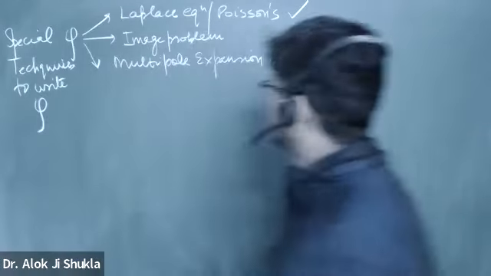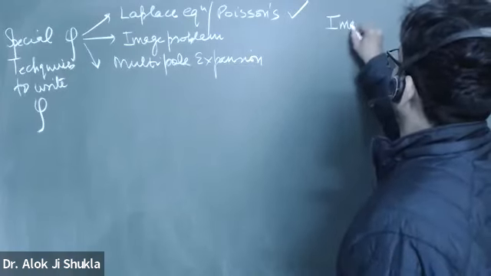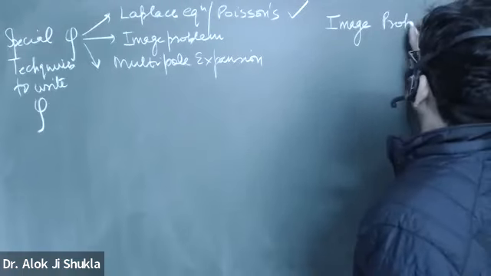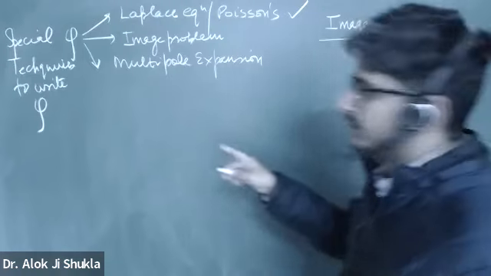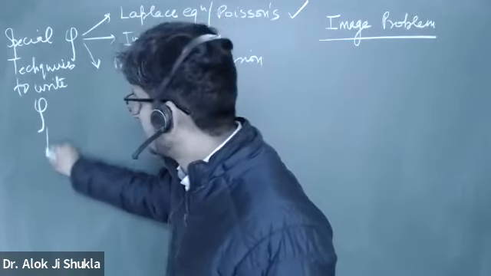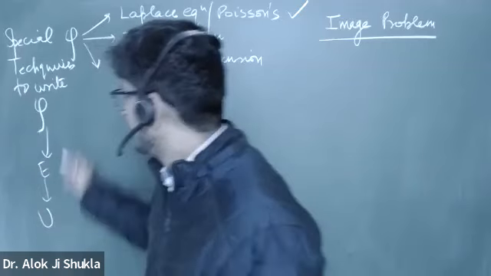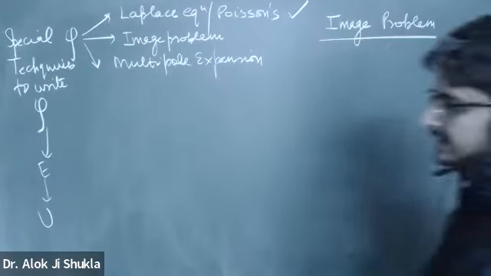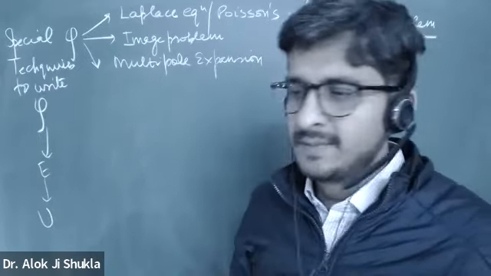So now let us catch up what is the image problem. And don't forget that everything is to calculate potential, and from potential we can calculate electric field and we can calculate energy. Everything can be calculated using potential. Okay. Now the image problem is a classic image problem. The full name is the classic image problem.